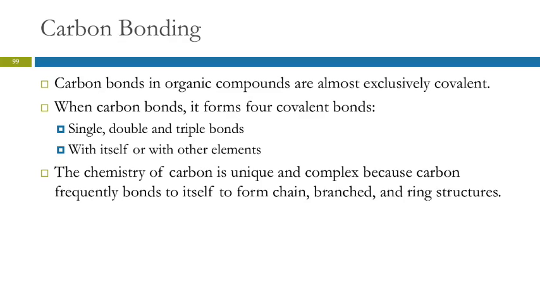Carbon is a unique element. It frequently bonds to itself, and it forms covalent bonds with other carbon atoms, and it can form long chains, and those chains can branch. You can make ring structures. It's like the ultimate building block. It can do all kinds of things. It can form single bonds, double bonds, triple bonds with other carbon atoms or with other elements. So it's really a pretty awesome element.